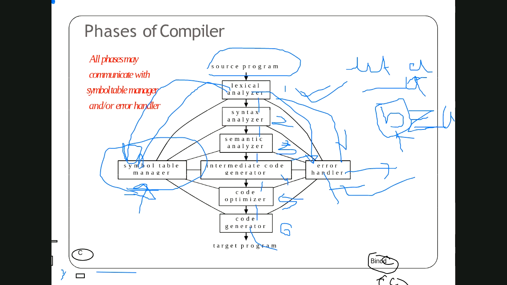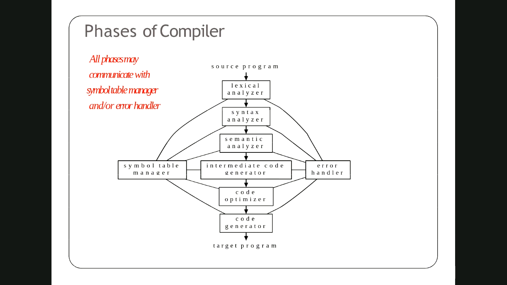So these are the phases of a compiler. You should remember these phases. First is lexical analyzer, second is syntax analyzer, third is semantic analyzer, fourth is intermediate code generation, fifth is code optimization, sixth is code generation. Sometimes this phase is also called target code generation, right? So now broadly, what is the functioning of these?